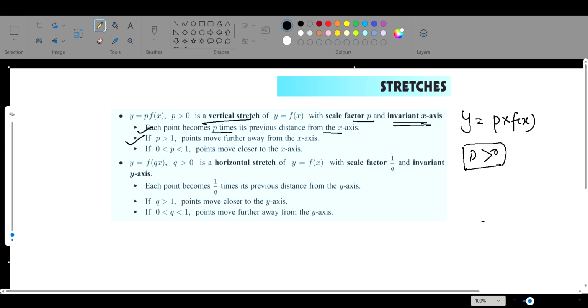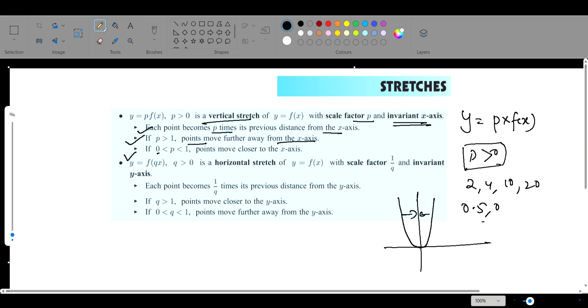If p is greater than 1, for example the values 2, 4, 10, 20 that we have taken, points move further away from the x-axis, coming closer to the y-axis, right? But if the p value is between 0 and 1, for example 0.5, 0.2, 0.1, what was happening? Points move closer to the x-axis, isn't it?